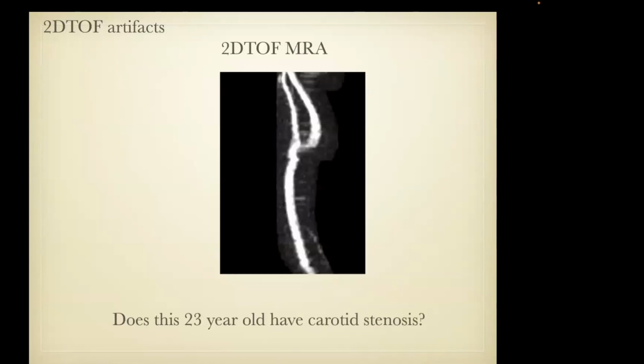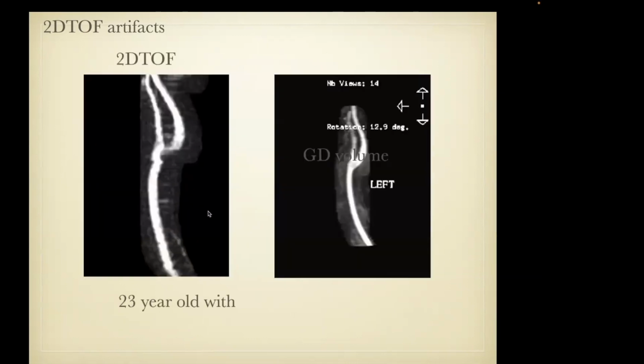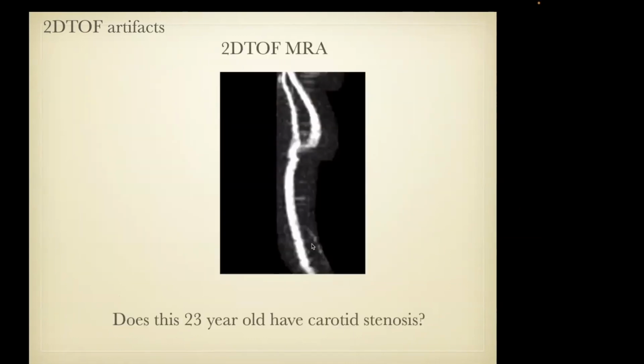There is not just a simple flow from below to the top. We actually have recirculation of flow. So there is some downflow here. And because of this property of the walking saturation band, the 2D time of flight will suppress the signal in that portion of the vessel, which gives you this artifactual look of, say, proximal ICA stenosis.